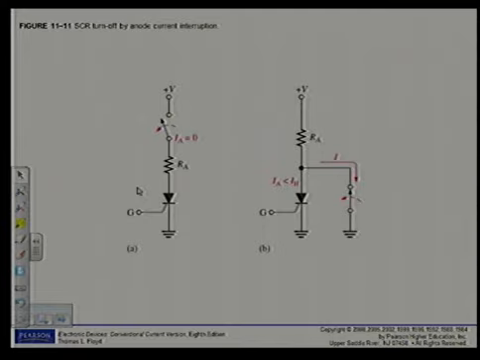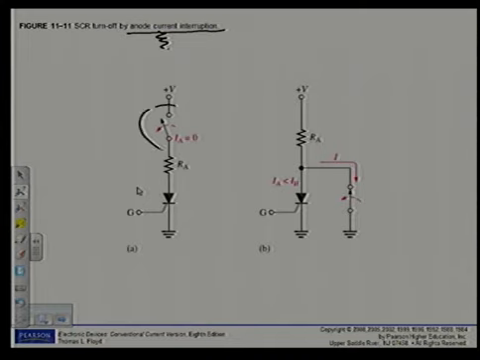Figure 11.11 on page 560. We start with the first method there, which is called anode current interruption. Please, ladies and gentlemen, remember it's anode current interruption, not just anode interruption. There's no such thing as anode interruption. Alright, the first method here, there are two methods under anode current interruption.